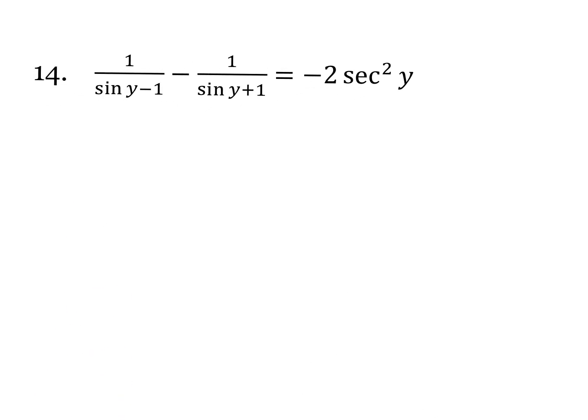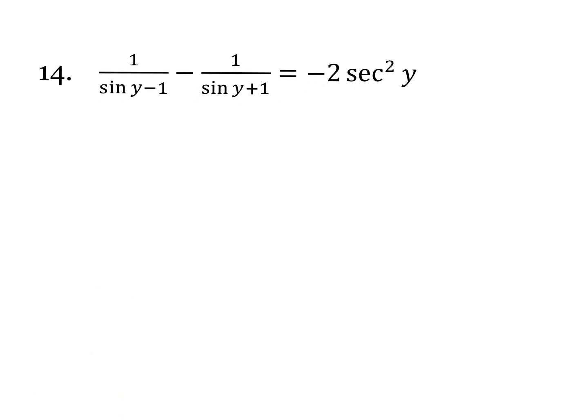So, anyone have any idea? Which side would you prefer to work on? Left? To condense that down to equal that? Because if I worked on the right and I did -2 over cosine squared, I wouldn't know what else to do potentially. Actually, I am going to show you both ways. But if the left side is where your brain goes, let's try it.